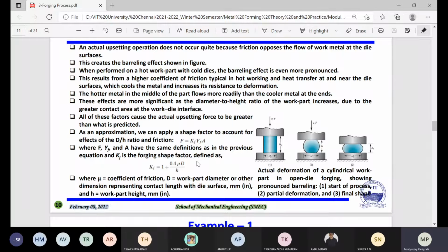But how to calculate the forging shape factor? Because you have some friction, Kf equal to 1 plus 0.4 mu into D divided by H, where mu is the coefficient of friction. Have you written it? All the students, please write the equations, because we will do two numericals, a little big numerical, so you need some time. If you know all the equations, I think you can do it.